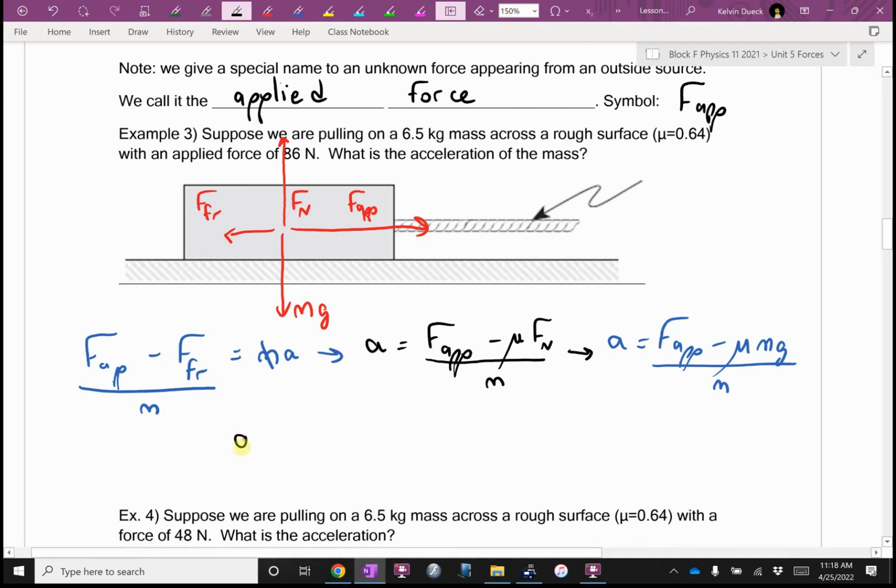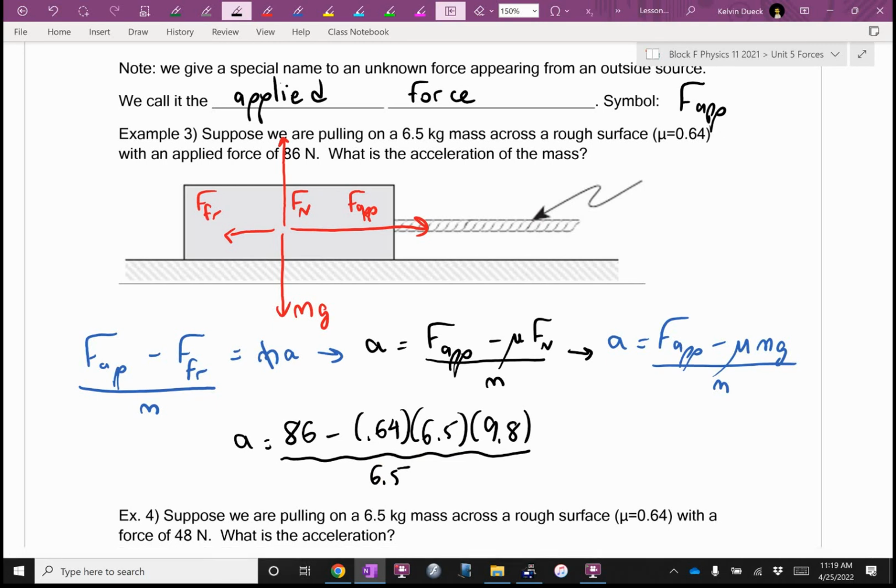But Eric, I think now we can plug and chug. What did you say F applied was? 86. What's mu? 0.64. M, 6.5. G, 9.8. All over. All of you should try typing that into your calculator. Is this a fraction? Yeah. Is there more than one thing on the top? Definitely brackets around the top. Don't need to have brackets around the bottom. Only one thing on the bottom.